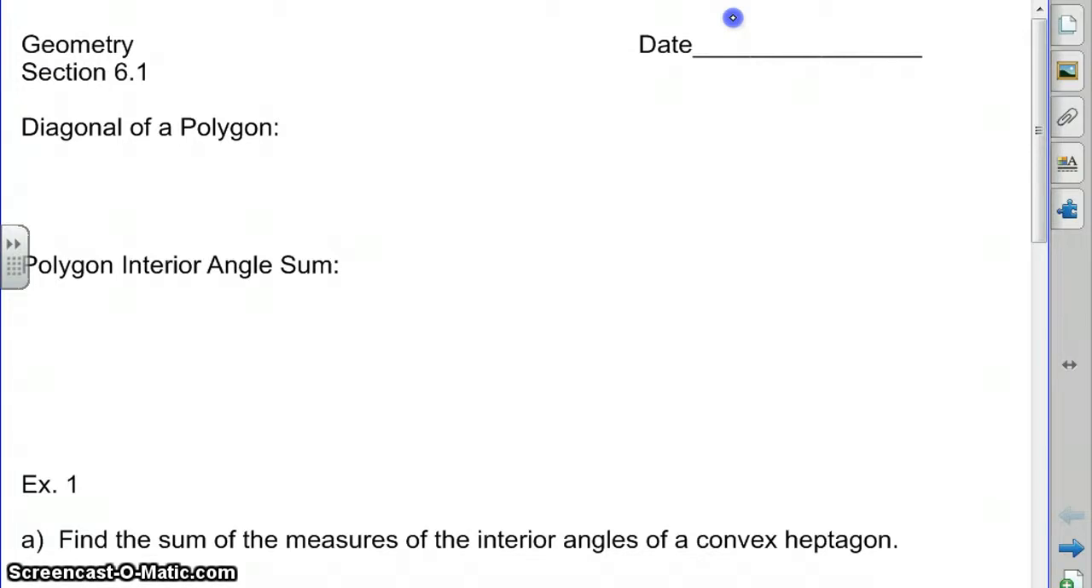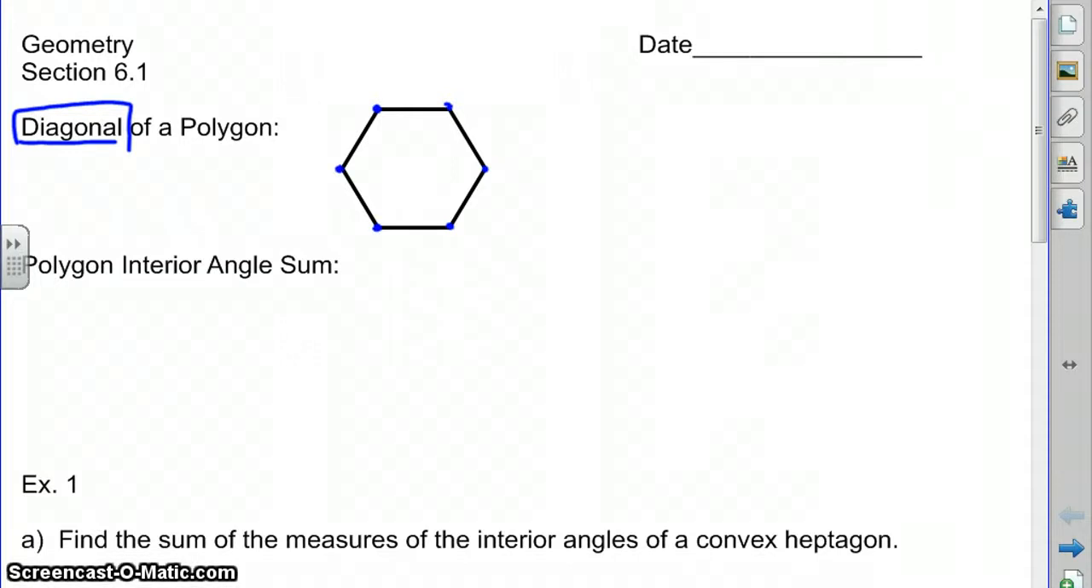We're going to begin with the diagonal definition of a polygon. What is the diagonal of a polygon? In any polygon, I have a specific number of vertices. In this case, I have a six-sided polygon with 6 vertices. A diagonal is a line segment that connects any two non-consecutive vertices from one vertex.